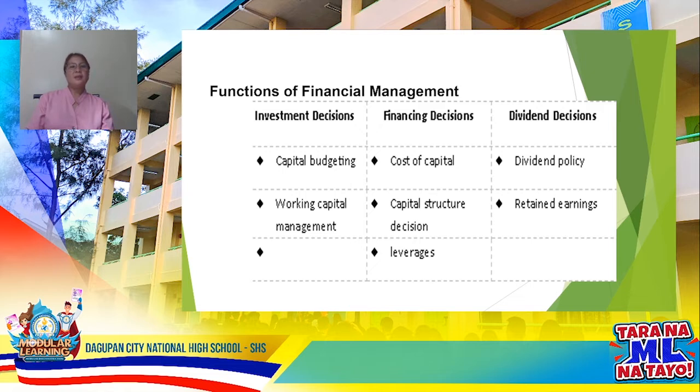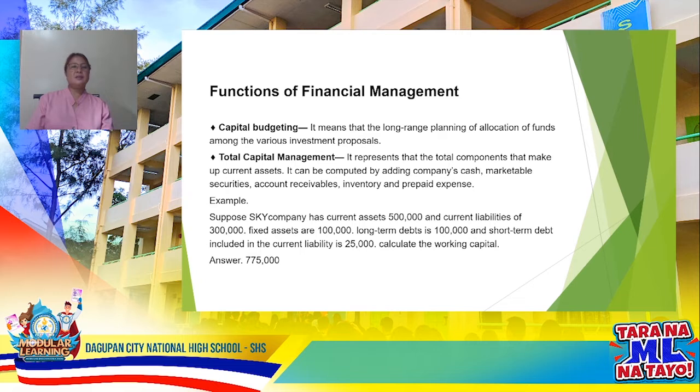There are three: the investing or investment, the financing, and dividend decisions. Under investment decisions are capital budgeting and working capital management, while financing decisions are the cost of capital, capital structure decision, and leverages, while the dividend decisions are the dividend policy and retained earnings.